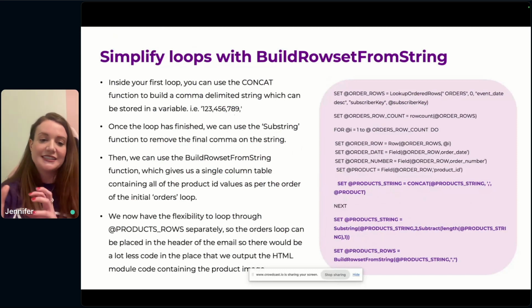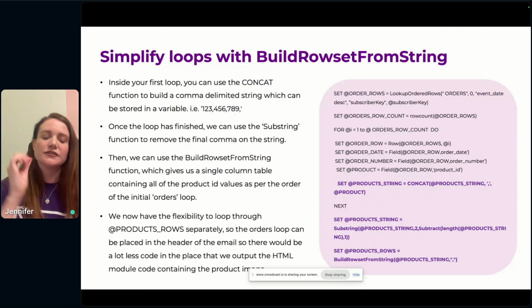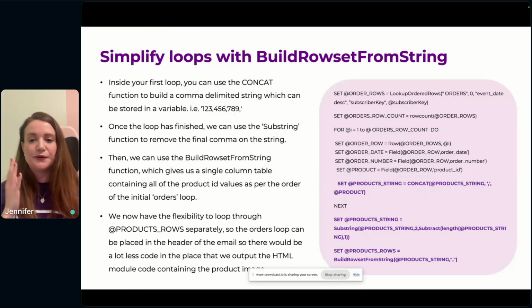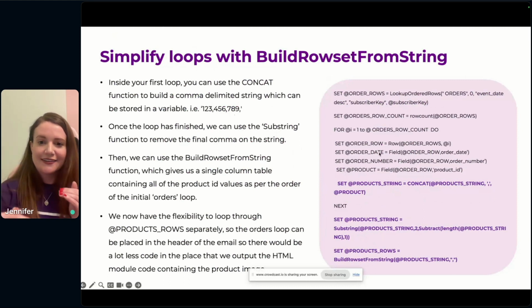And then you can place a lot less code in the place where you actually need to output the HTML, where you actually want to output your product image URLs. I've had this as well, where this solution is a lot more scalable, because recently we built a campaign where I had to do a first loop in the orders loop, but I actually had a second table that I had to do a lookup on.